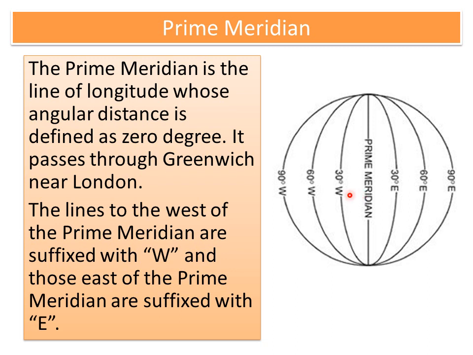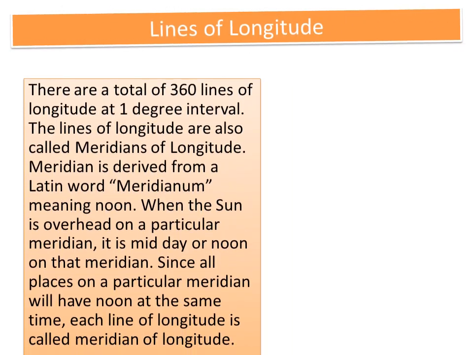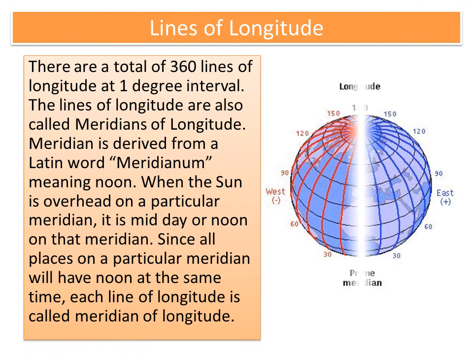The lines to the west of the prime meridian are suffixed with W, and those to the east of the prime meridian are suffixed with E. So you have 30 degrees east, 60 degree east, 90 degree east, 30 degree west, 60 degree west, 90 degree west, and so on. There are a total of 360 lines of longitude at 1 degree interval.